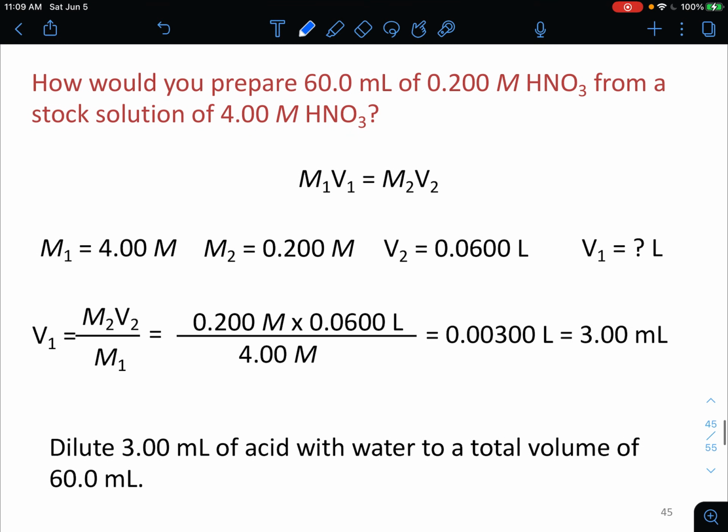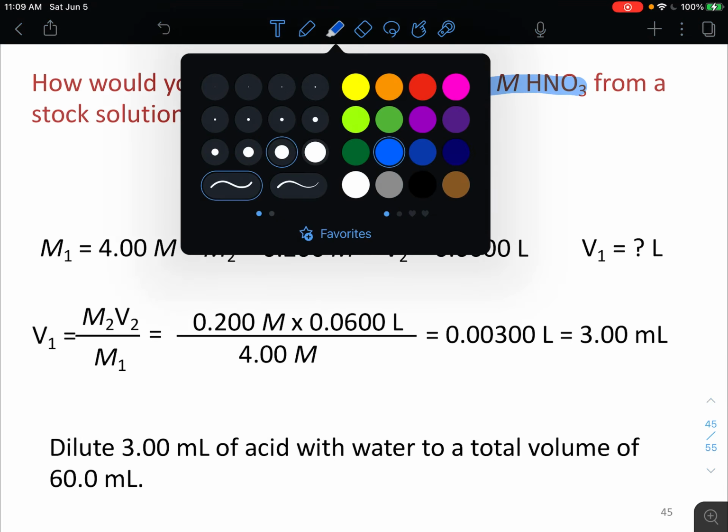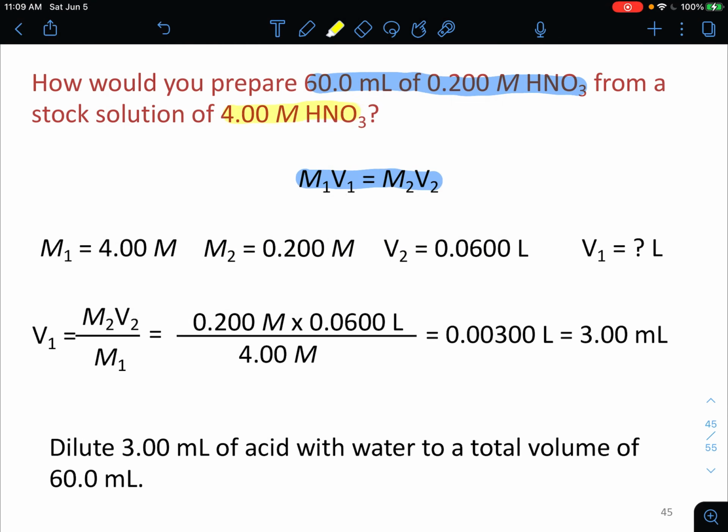Okay, so here the question says, how would you prepare 60 milliliters of 0.2 molar HNO3 nitric acid from a stock solution of 4 molar nitric acid? So we should immediately recognize that it's an M1V1 equals M2V2 problem because it's asking you about a particular solution and telling you about the stock bottle concentration.